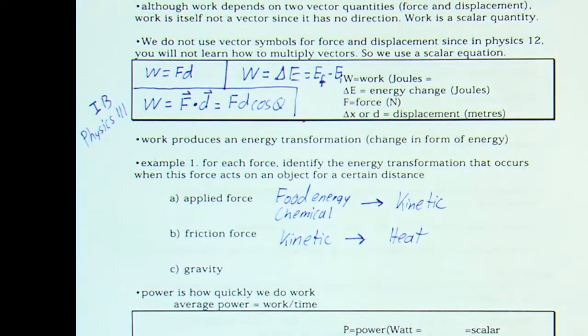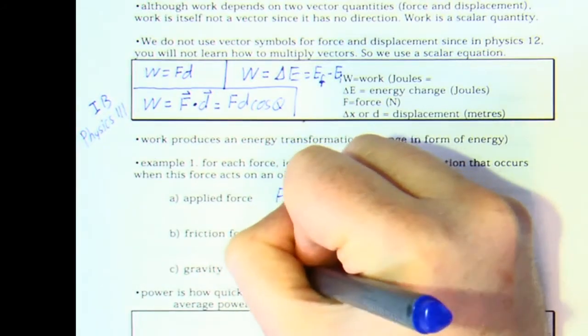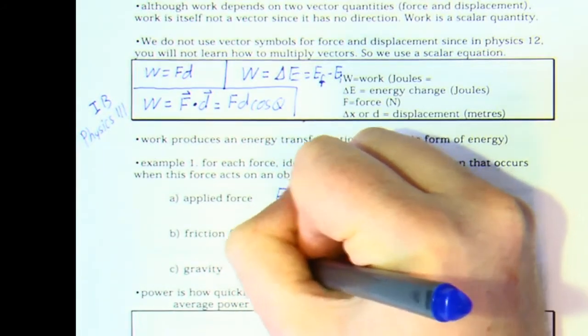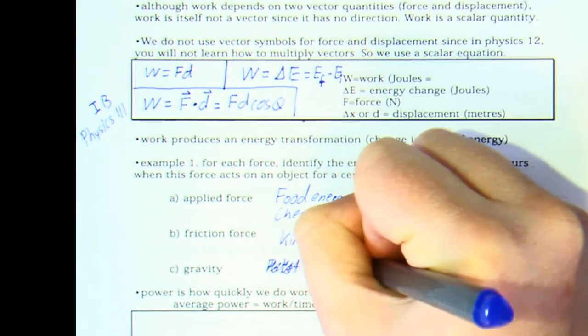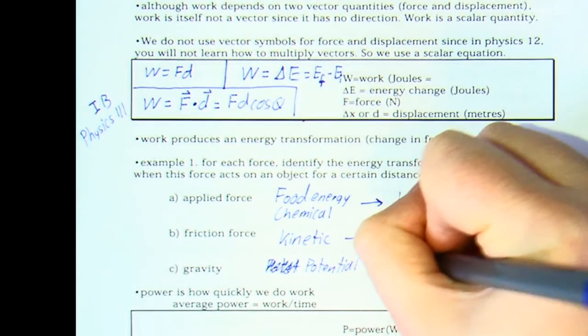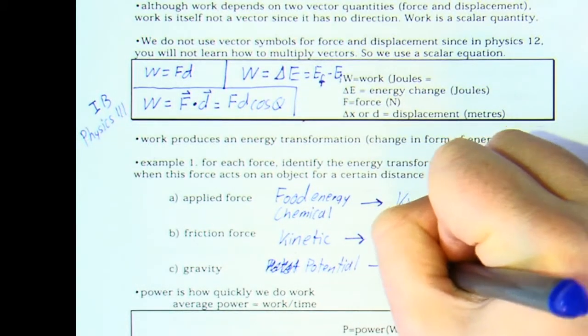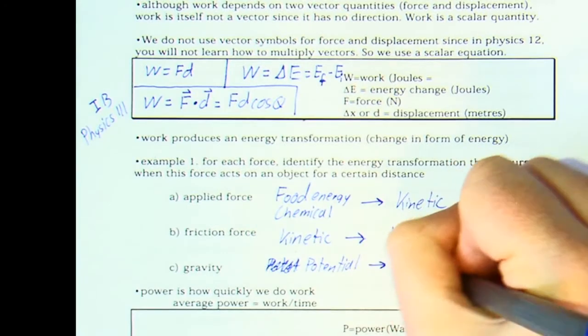Or gravity. We get this idea that potential energy, or gravity takes potential energy and turns it into kinetic energy. Whatever this idea of potential energy is, we'll get to it here again in a second. So we get potential to, shouldn't have said energy, I'm sorry guys, it should be kinetic energy.